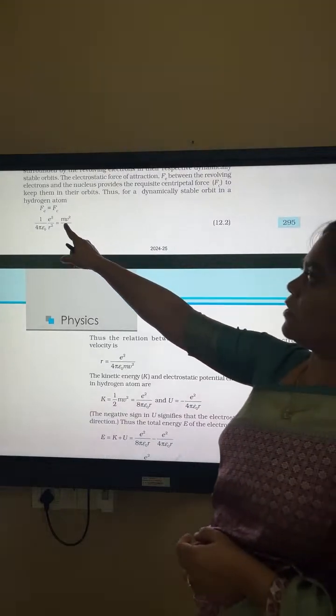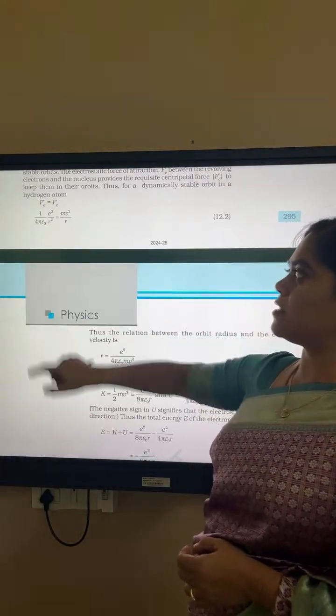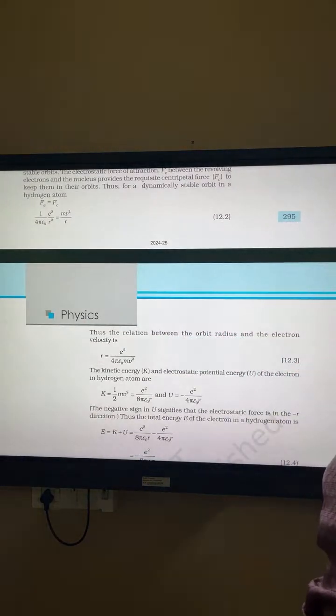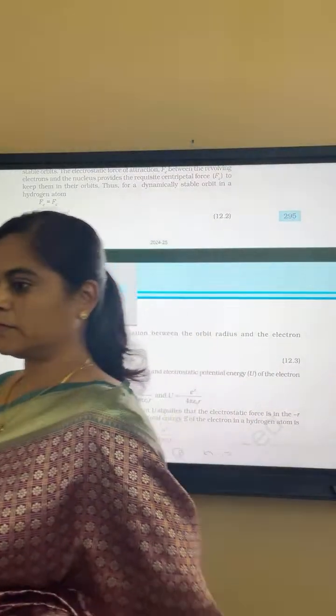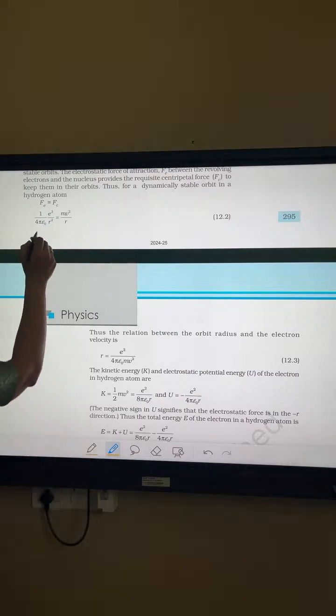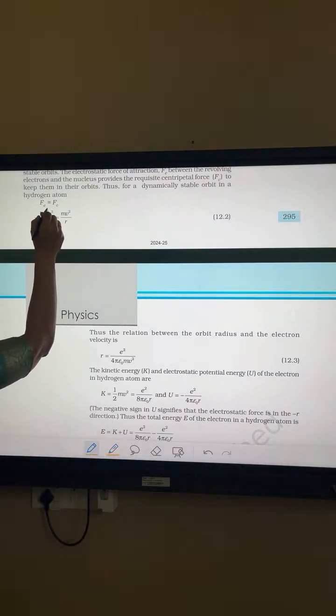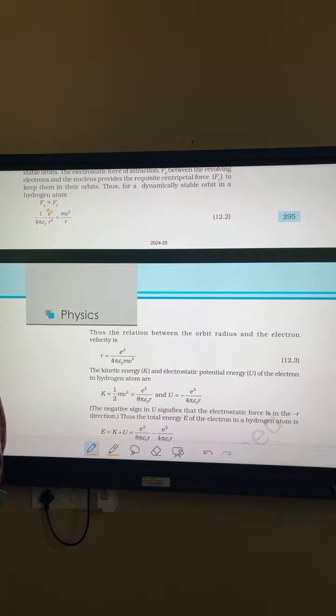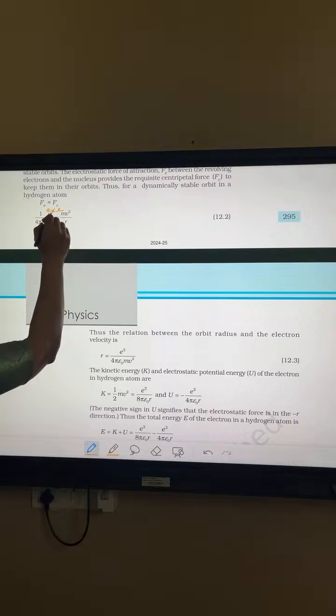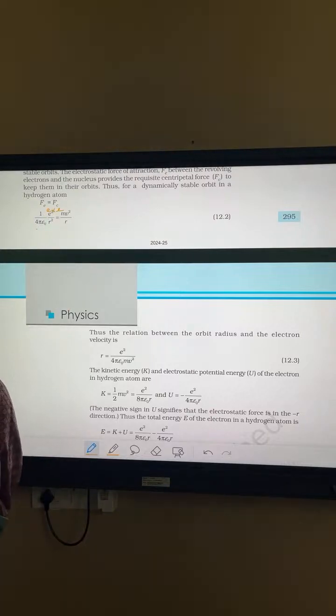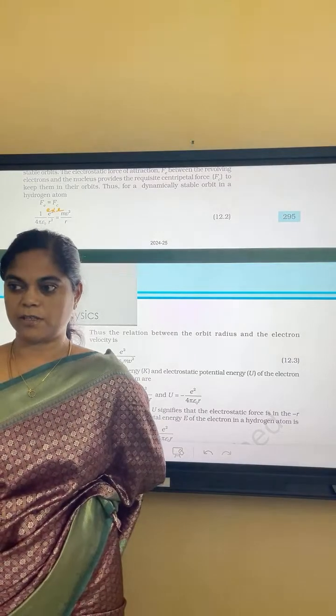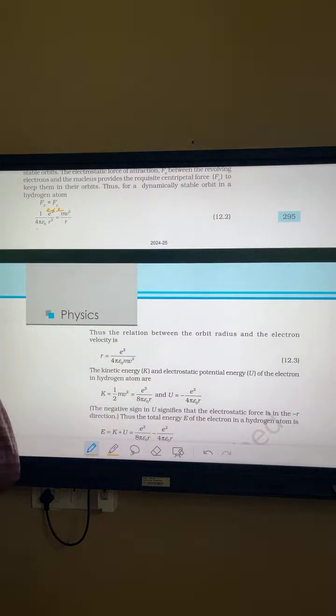So Fe is equal to Fc. We know that mv square by r is the centripetal force. And what is Fe? The Coulombic force between proton and electron. Very good. So it is 1 by 4 pi epsilon naught. What is the charge of a proton? One proton we are considering, one electron we are considering, so e times e. Clear? Both obey Newton's third law of motion: for every action there is an equal and opposite reaction. Is it clear?